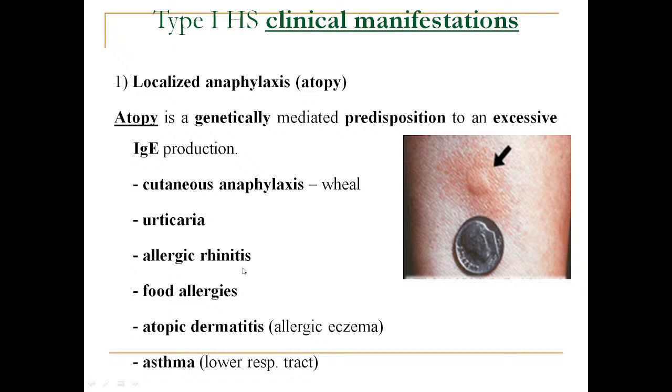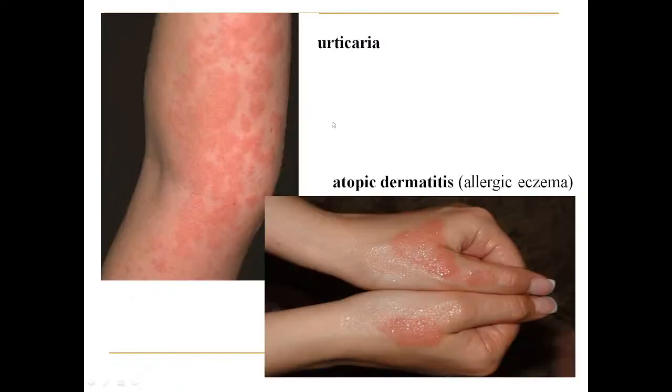Allergic rhinitis, runny nose, food allergies, atopic dermatitis or allergic eczema, and bronchial asthma. Let's look at these photos. In this photo, you can see clinical manifestation of urticaria. It is manifested in redness and rash. Urticaria is a clinical manifestation of anaphylaxis, localized anaphylaxis. Localized means in the skin.